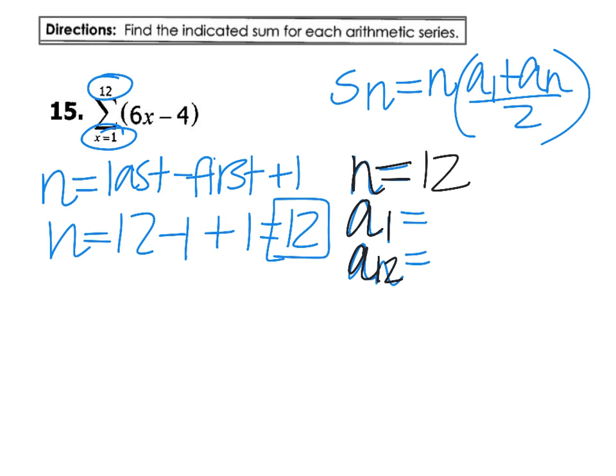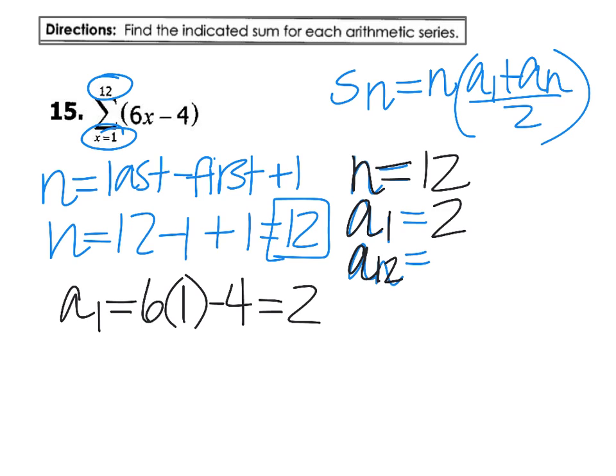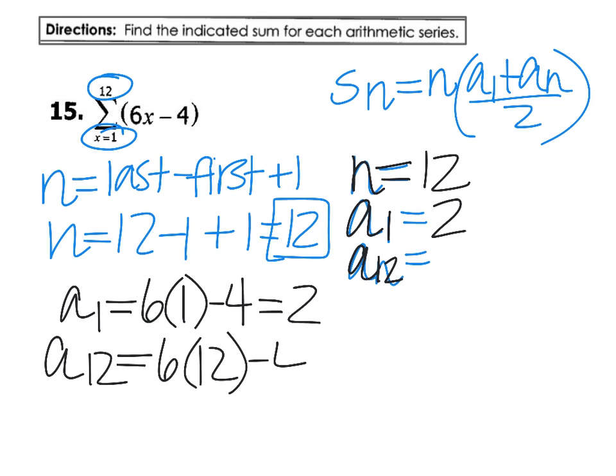So in order to find a sub 1, we're plugging 1 in for x, okay? We're saying 6 times 1 minus 4. That gives us 2. So a sub 1 is 2. In order to find a sub 12, we're saying 6 times 12 minus 4. All right, 6 times 12 minus 4 gives us 68. So a sub 12 equals 68.